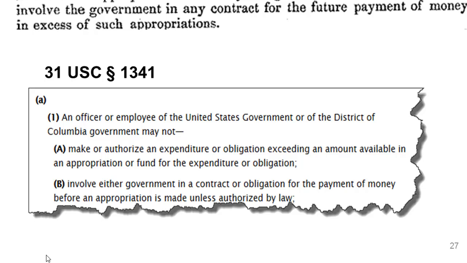It's important to note that unlike our personal budgets, where we can obligate ourselves to spend money we don't have yet, like for mortgages or car loans, this rule prohibits the federal government from doing that. When the federal government obligates itself to pay for something, it must have a resource to cover it at the time of obligation.